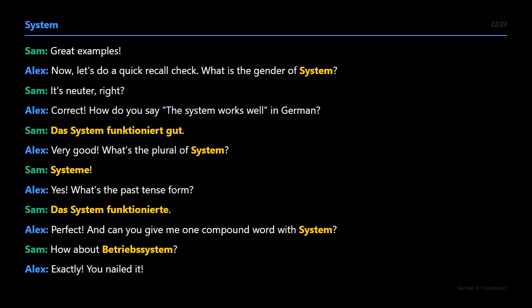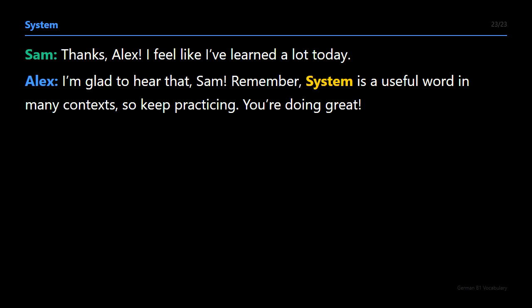Exactly. You nailed it. Thanks, Alex. I feel like I've learned a lot today. I'm glad to hear that, Sam. Remember, System is a useful word in many contexts, so keep practicing. You're doing great.